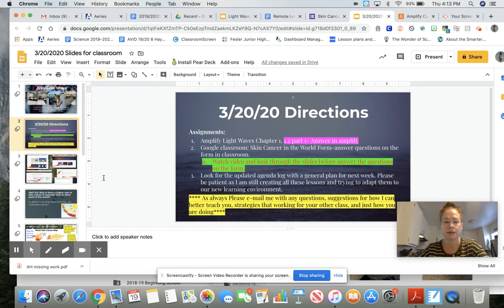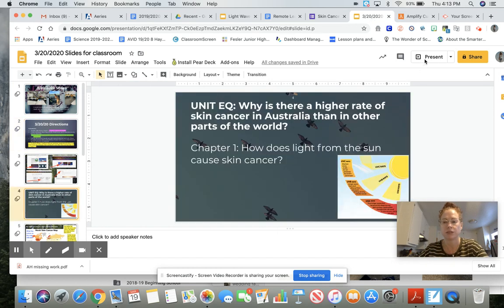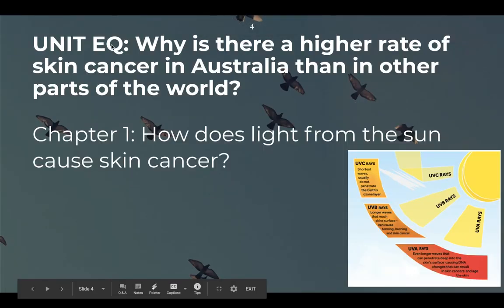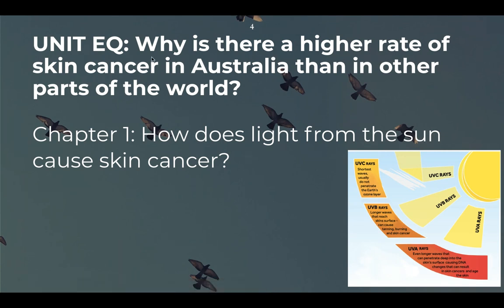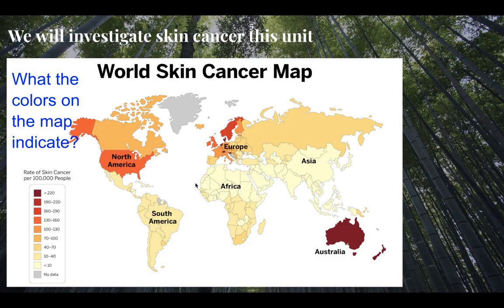And this is where I wanted to be able to show you a video and go through these slides with you. Our unit essential question is, why is there a higher rate of skin cancer in Australia than in other parts of the world? And in chapter 1, we're going to focus on how light from the sun causes skin cancer. We're actually going to learn about two things this unit: how light works, light is a wave, and how light waves work. And then obviously we need to talk a little bit about skin cancer to understand this.